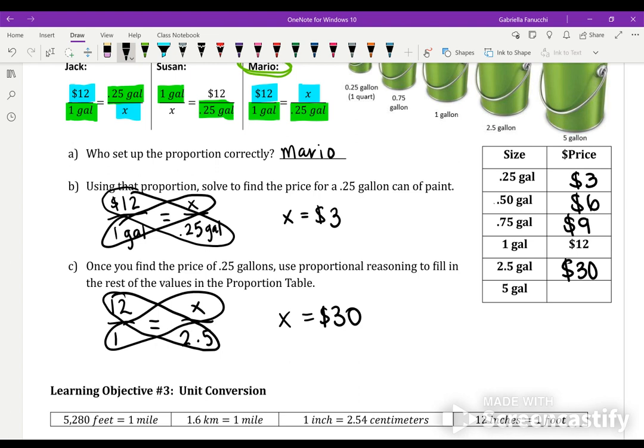Okay, for 5 gallons, we can just go ahead and multiply, right? I know that I multiplied by 5, so I need to multiply by 5. So 12 times 5 is going to give us 60.